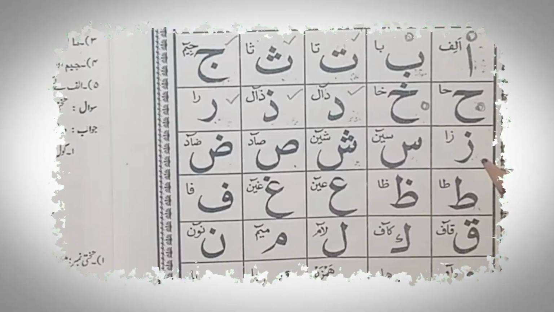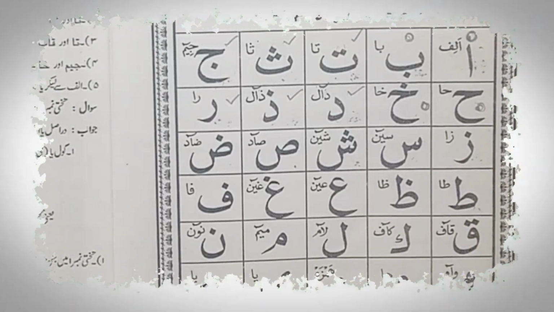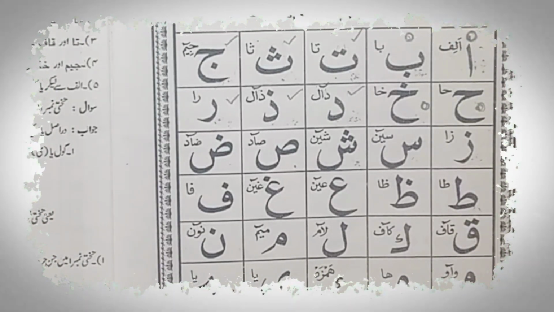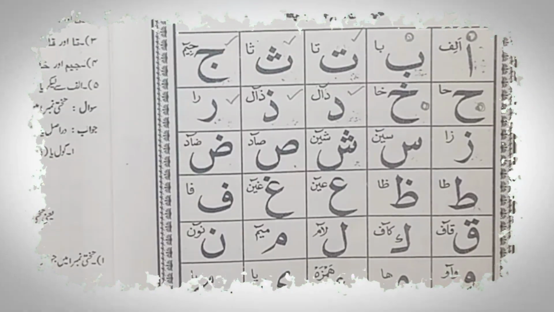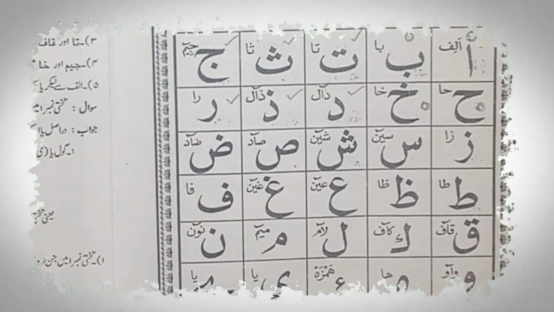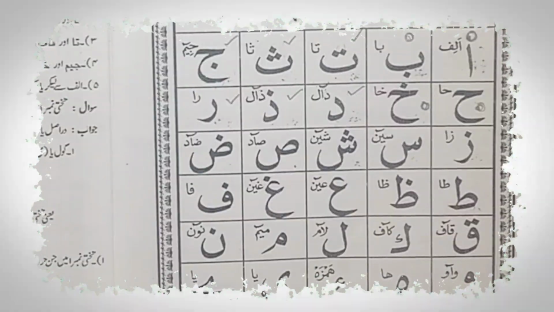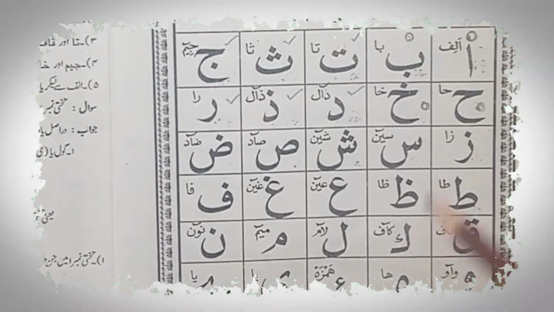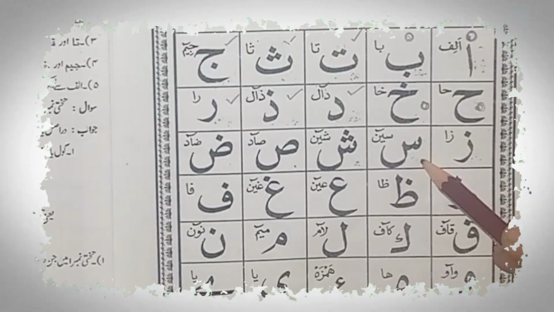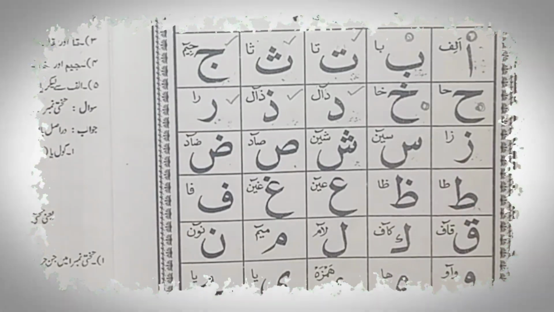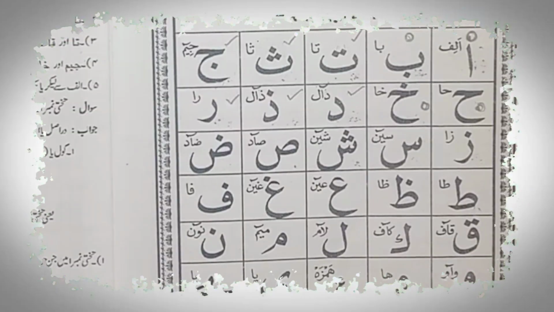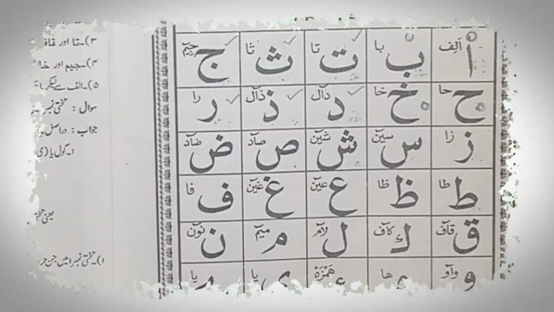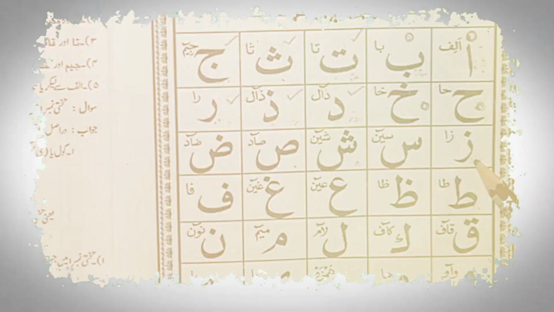This is za. The pronunciation of za is with the tip of the tongue near the lower teeth. Za, za, without touching. Then sin. Sin is pronounced with the tip of the tongue near the lower teeth without touching, same like za.